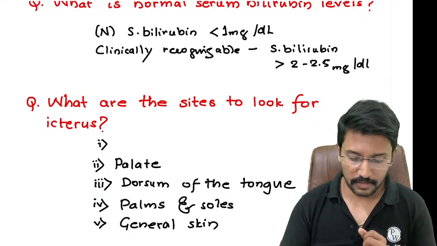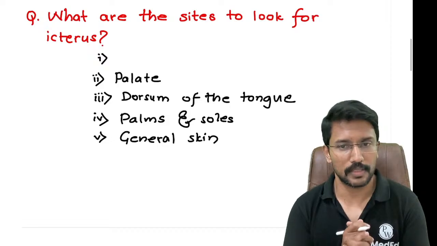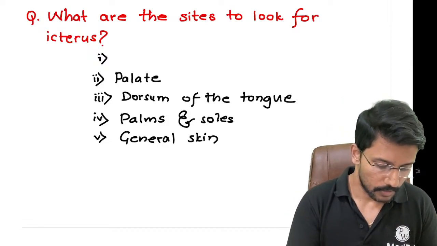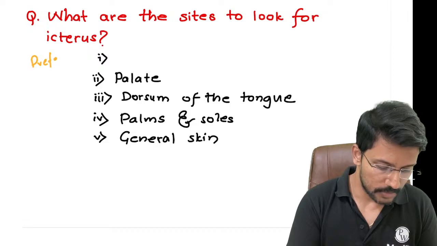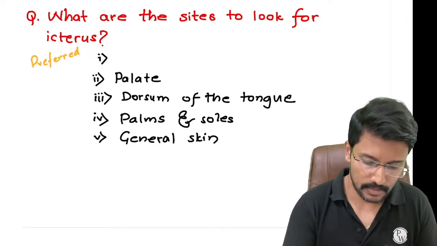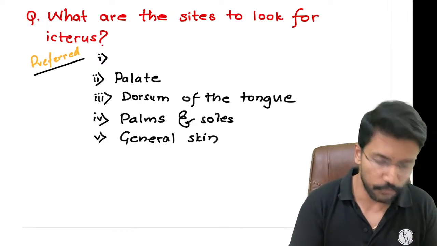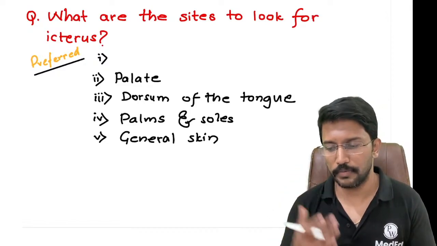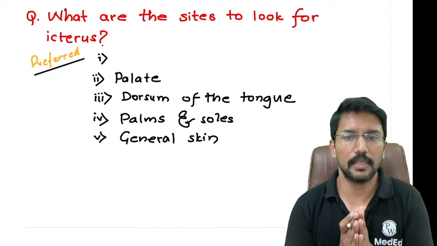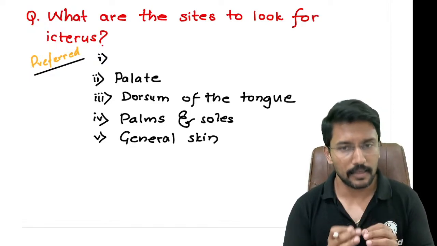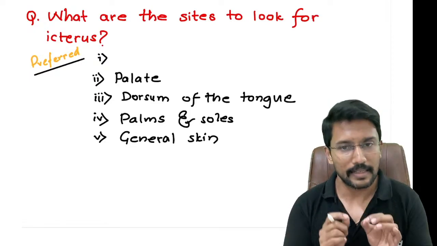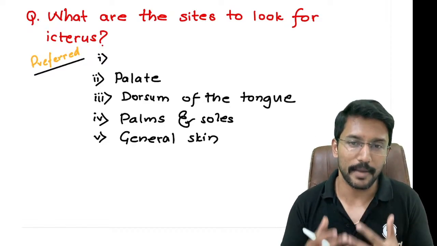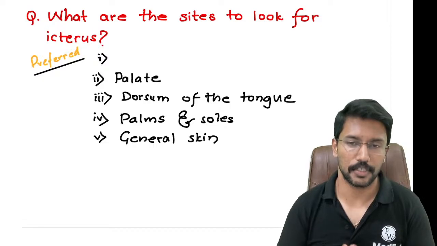Now what are the sites where we will be looking for icterus or jaundice? What is the most preferred or the most common site? This is one of the commonly asked bedside discussion questions. Where do you look for jaundice? What is the preferred site? Obviously we look into the eyes, right? But a common mistake that most students make is to say sclera. It is not the sclera. Sclera generally does not get good deposition of bilirubin. It is still the conjunctiva.